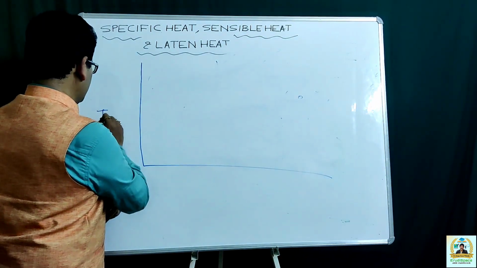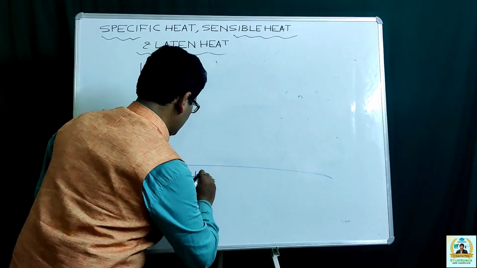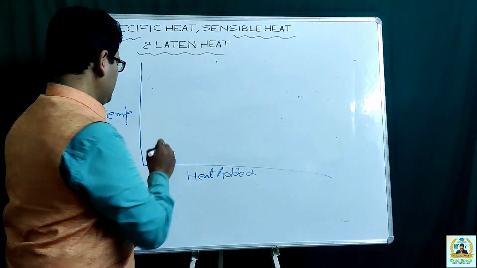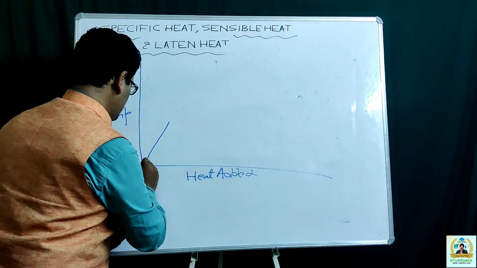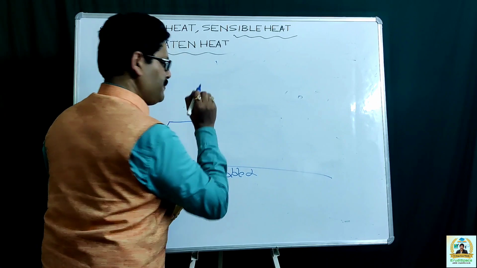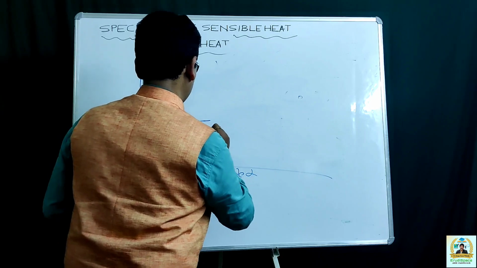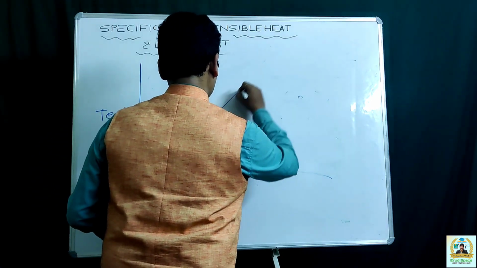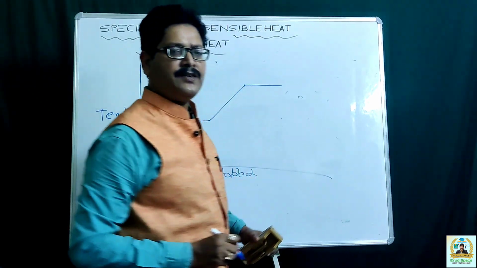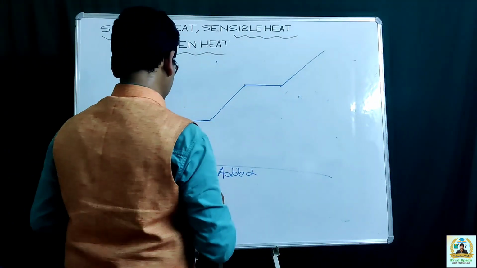So this is the temperature, this is the heat added. First, we have a solid phase followed by a phase in transition, which is a combination of solid and liquid, and then this one is liquid, then again a transitional phase which is liquid plus vapor, and the last one is your vapor.